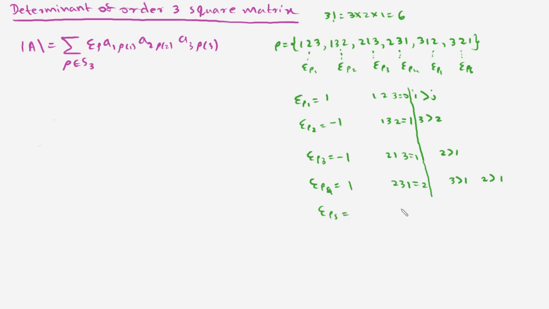For row 5, 3 1 2, 3 precedes 2, 3 precedes 1, so again there are 2 preceding counts, so it is again even, and the sign will be 1. For row 6, 3 2 1, 3 precedes 2, 2 precedes 1, and 3 precedes 1 as well, so the total count will be 3. So 3 is an odd count, so it is -1. So that is how we generate these specific epsilon values.